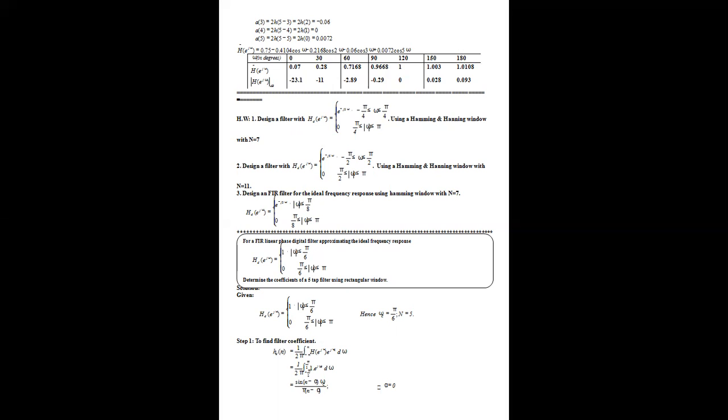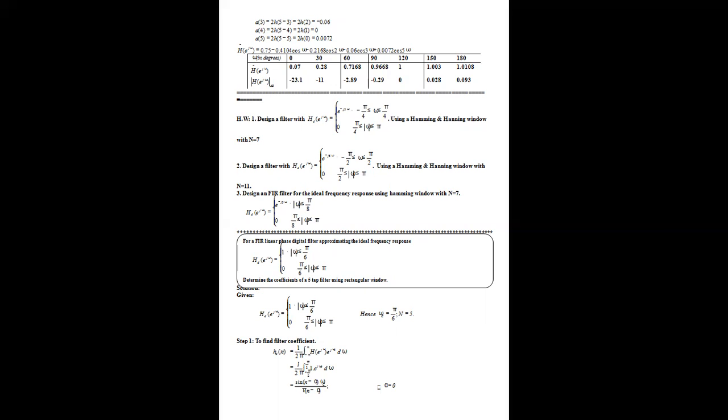Design a filter with H_d of e power j omega for N equal to 7 using Hamming and Hanning window. Similarly, H_d of e power j omega equivalent to e power minus j 5 omega using a Hamming and Hanning window with N equal to 11. Okay, and then design an FIR filter response with the Hamming window with N equal to 7. Okay, so now let me see the next problem.